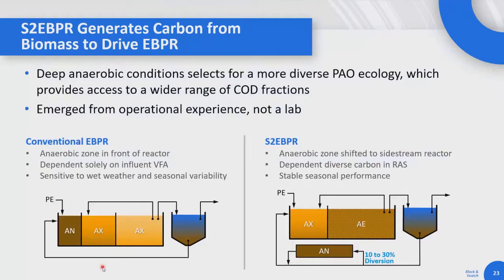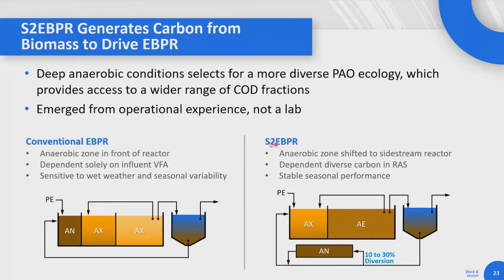S2EBPR generates carbon from biomass to drive EBPR. So in the conventional configuration, we've got an anaerobic zone up front. It's dependent on our influent VFA. It can be sensitive to wet weather, sensitive to seasonal variability. Something that we're not saying with S2EBPR is that anything with EBPR is wrong. Our conventional one, we focus on doing everything in this front zone.